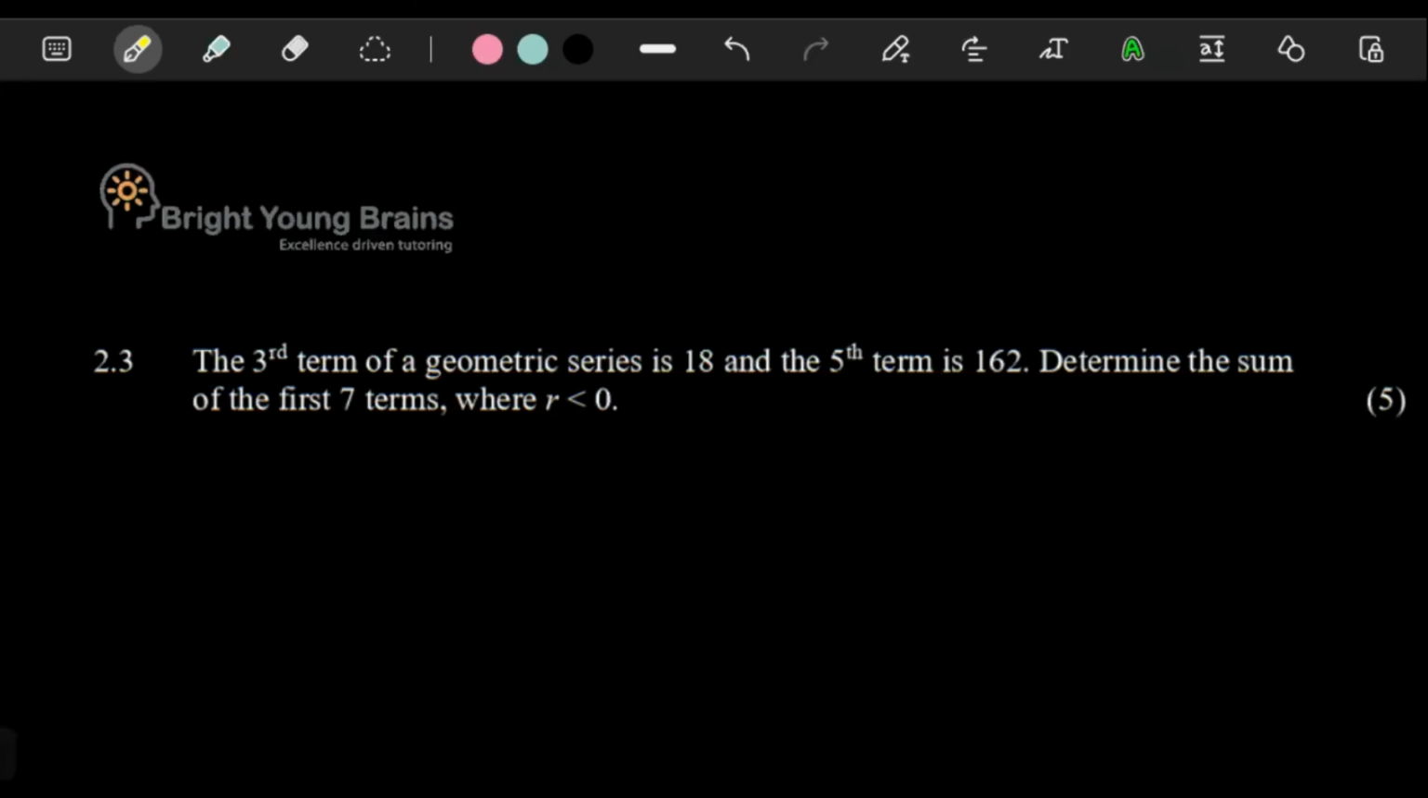So these questions, you don't want to overcomplicate it. These are the kinds of questions you read once and then you're like, okay, fine, and then you have to read again while making notes. So as you read, you have to write something. They said the third term. So the third term translated just means T3. T3 of the geometric series is 18. Remember, is means equal to. So this is the information they gave you. T3 is equal to 18. Here, the fifth term, T5 is equal to 162.